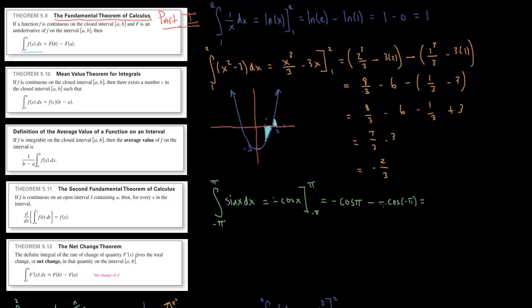Okay, so what's cosine of pi? Well, cosine of pi is what? Negative 1. Okay, so negative 1. Let's just go ahead and change that to a plus since it's a double negative. Now, what's cosine of negative pi? Well, negative pi and pi are coterminal, so they're going to have the same value. It's going to be negative 1. So we have negative 1. That's a positive 1. Minus 1, 0. So it's perfectly acceptable for a definite integral to have 0 as an answer.